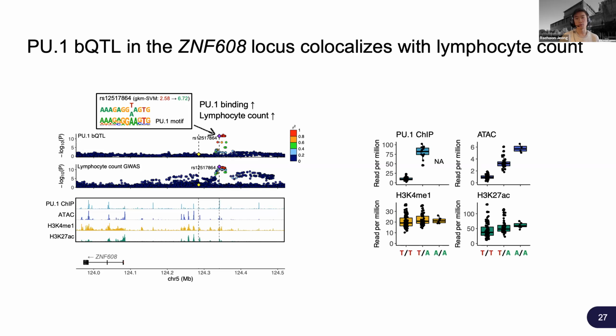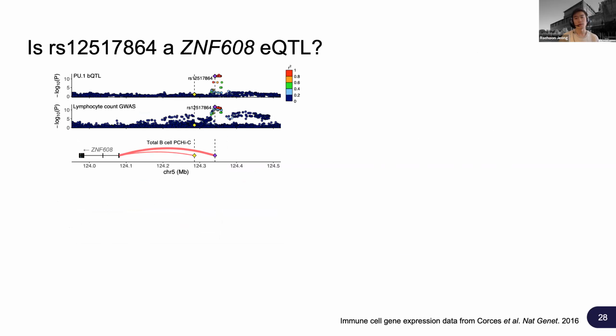Similar to our previous example, this variant is significantly associated with increased regulatory activity across the regulatory phenotypes, suggesting its effect on gene regulatory activity. So the natural question then is whether RS12 is an EQTL, expression QTL, for ZNF608. Not much is known about this gene, but there was a study that observed that follicular lymphoma patients showed recurrent mutations in the gene for about 10% of the patients in the study. And follicular lymphoma is characterized by uncontrolled division of a subtype of B lymphocytes, making it somewhat relevant to lymphocyte count.